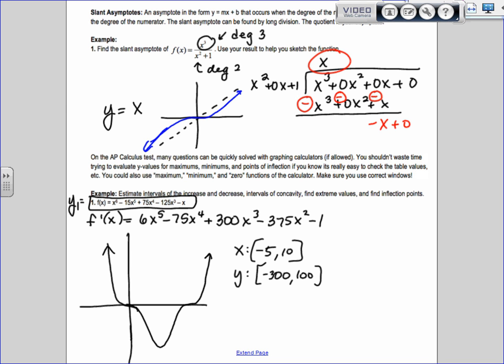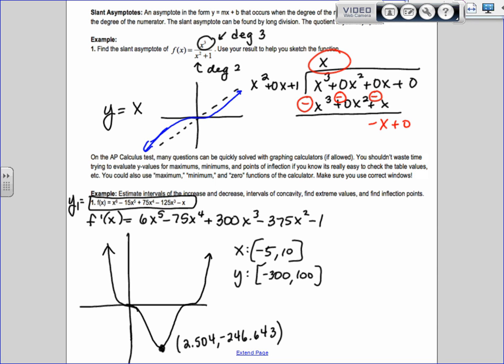All right, so I can find this minimum, so go ahead and find the minimum. So second trace, minimum. I went on the left side, left bound, right side, right bound. Guess, get right where you think it is. So I have 2.504, comma, negative 246.643. Yeah, so do 3 decimals.